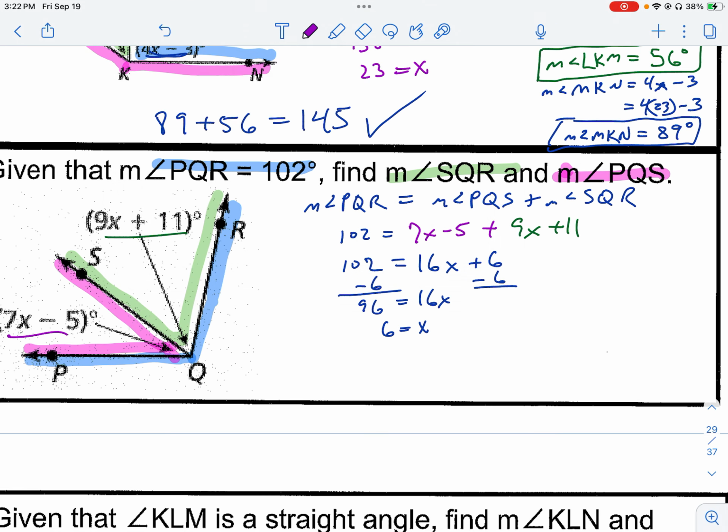So once again, let's plug it in and find the measure of SQR and the measure of angle PQS. So the measure of angle PQS equals 7x minus 5. X is 6. So we got 7 times 6 minus 5. And the measure of angle PQS equals 7 times 6 is 42, minus 5 is 37 degrees.